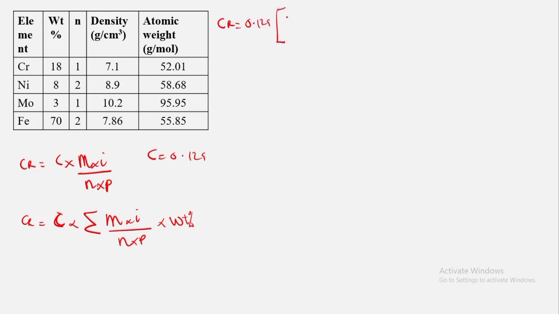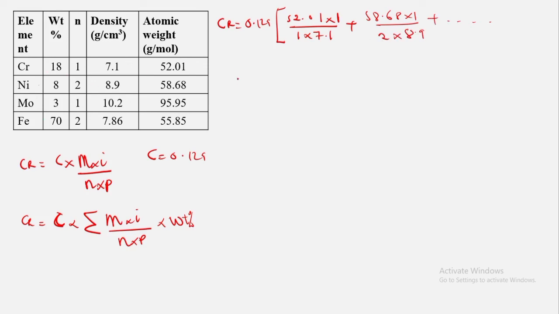So we have that our corrosion rate is equal to 0.129, a big bracket, and we'll sum everything up. So that will be 52.01 times 1 all over the number of electrons transferred, which is 1, times the density 7.1, then plus, let's go to the second one. We have 58.68 times 1 all over the number of electrons transferred, which is 2, times the density 8.9. You do this for all the elements. This is 1, 2, 3.